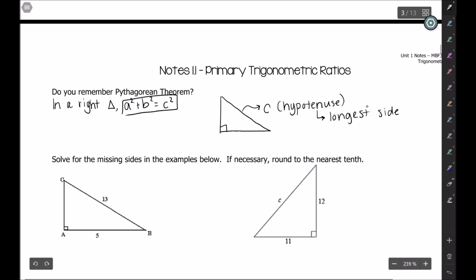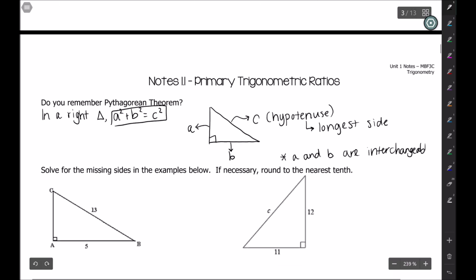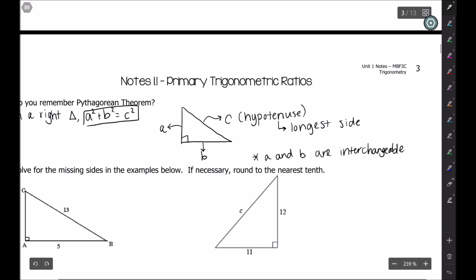And then over here, this is A and this is B. But just to note, A and B are interchangeable, okay? So if I wanted to call this side B and this side A instead, I'm totally allowed to. And just so that you know, A and B are called the legs of your right triangle, okay?